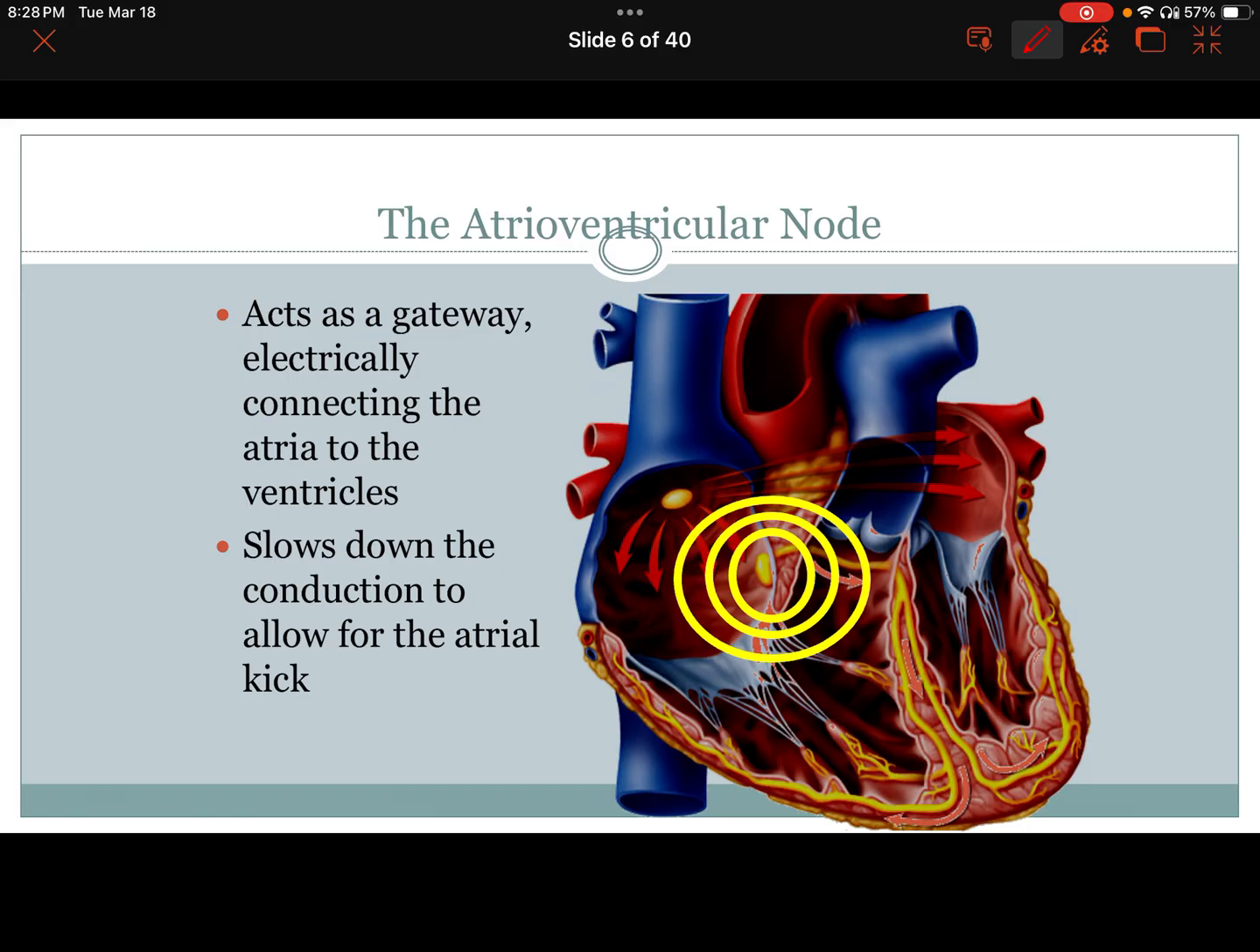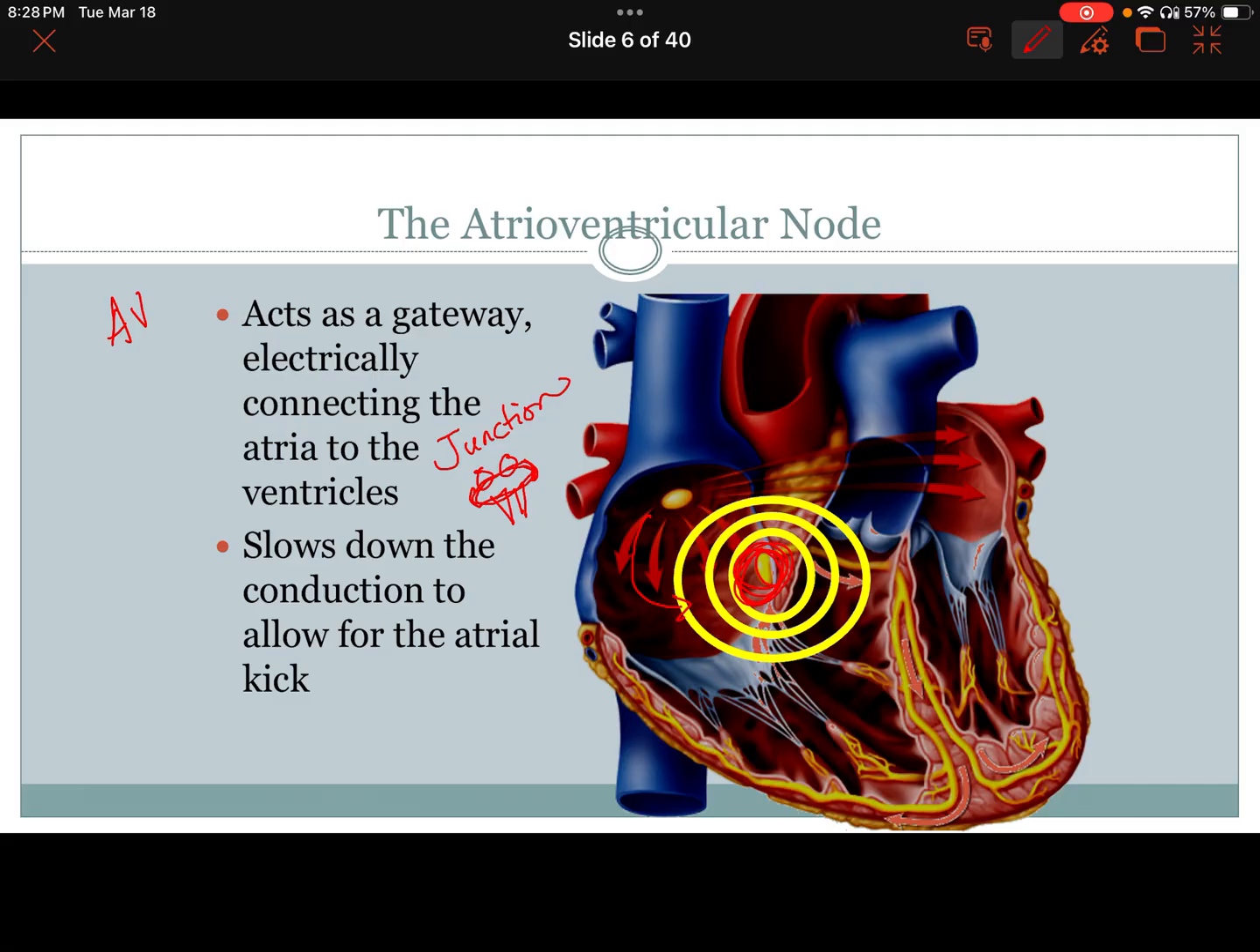Now the next node, that electricity will travel down those internodal pathways. They're going to meet up here at the AV. That AV is known as the junction. So we talk about the junction as it relates to the atria and the ventricles. So if you can imagine the atria and the ventricles, we're talking about this little bit of meat here that's in between the two. So we're looking at this stuff right here.